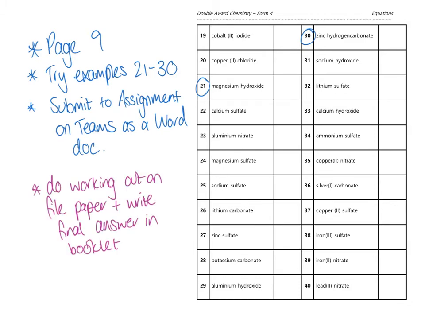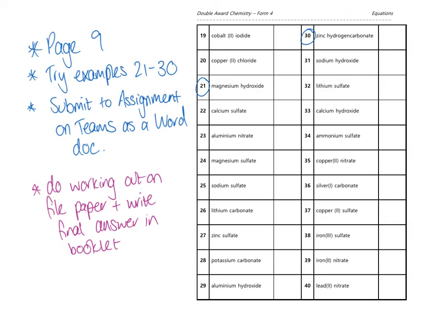So just as before, I want you to do your working out on file paper and then just write the final answer in your booklet. But I want you to submit both things to the assignment on Teams. I want you to submit your working out and your final answers in your booklet and submit that to the assignment on Teams as a Word document so that I can mark it.